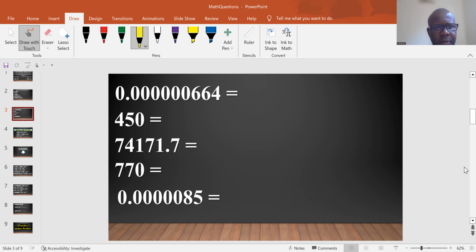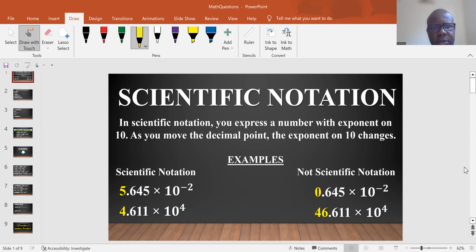But let's understand what scientific notation means. In scientific notation, you express a number with exponents on 10. As you move the decimal, that's the important part. As you move the decimal point, the exponent on 10 changes. So let's see some examples.